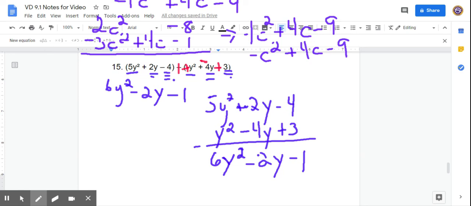Now I have given you a worksheet to do, so you can use these notes and do your worksheet.